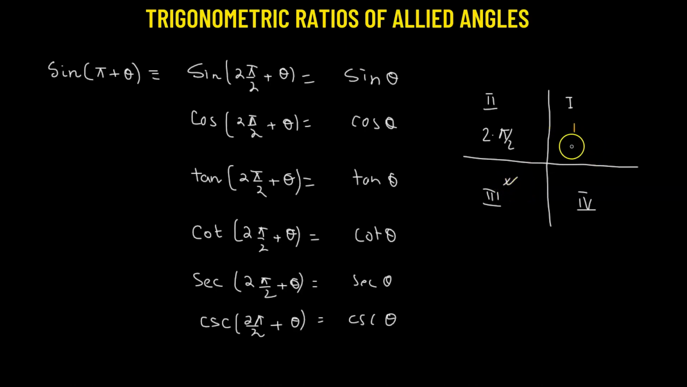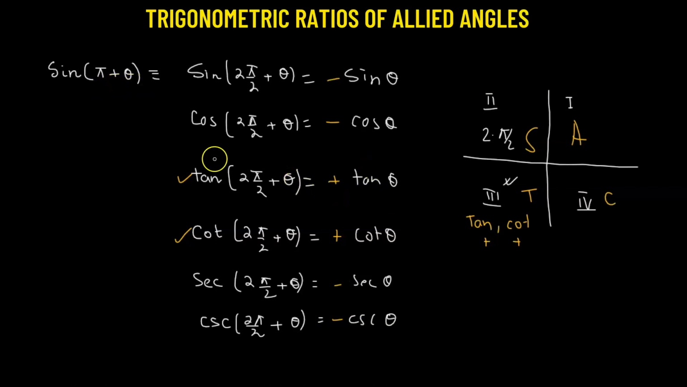And according to the mnemonic A, S, T, C, in the third quadrant, we have tangent and its reciprocal, the cotangent function. So these are going to be positive. Everything else is going to be negative. So we'll look for the tangent and the cotangent. These two are going to be positive and everything else is going to be negative. Fine. Now we have found out the value of pi plus theta.